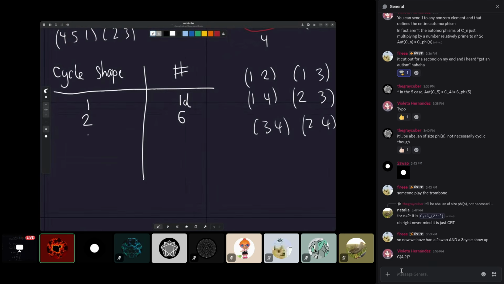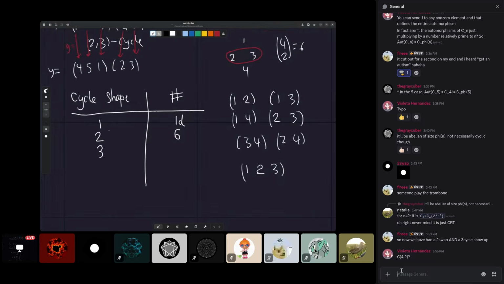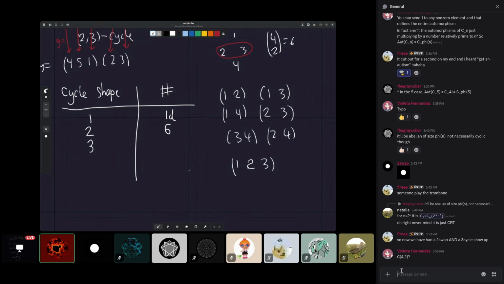Let's do the 3 cycles next. So that's things that look like this. So that's 1 goes to 2, 2 goes to 3, 3 goes to 1. Things of this shape. How many are there in S4? 8? It is. Why is it 8?